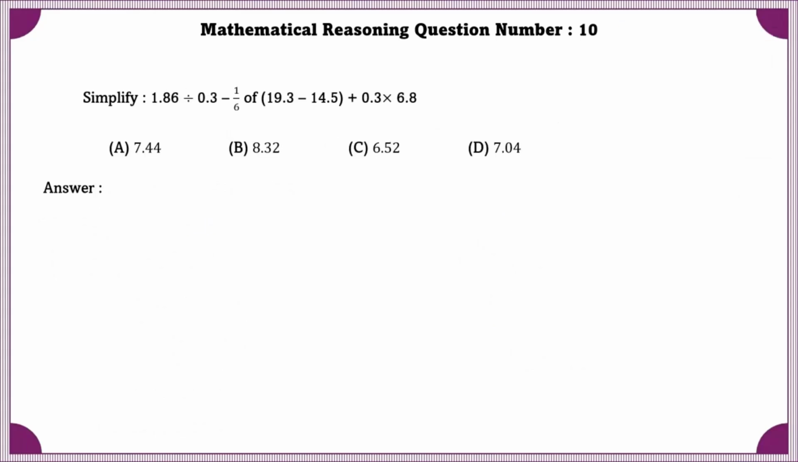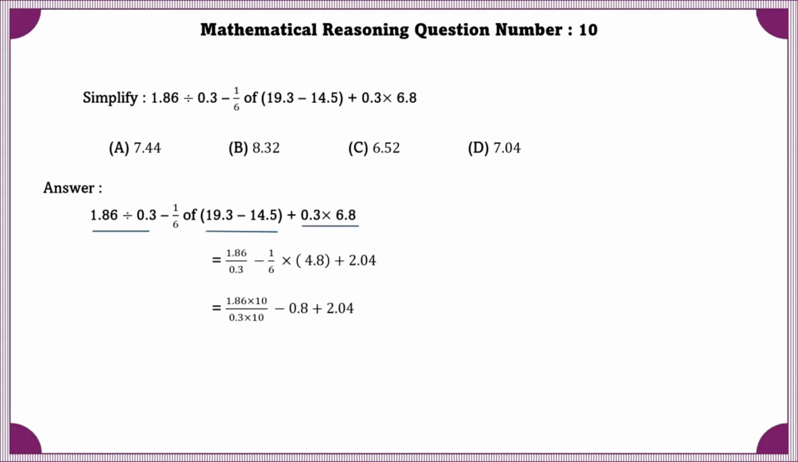Mathematical reasoning question number 10. Simplify. First, let us simplify the division and the bracket along with the multiplication. Simplifying, we will get 18.6 by 3 minus 0.8 plus 2.04, which is further simplified into 6.2 minus 0.8 plus 2.04. So the answer will be 7.44.